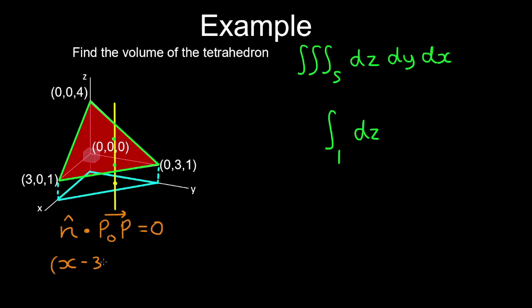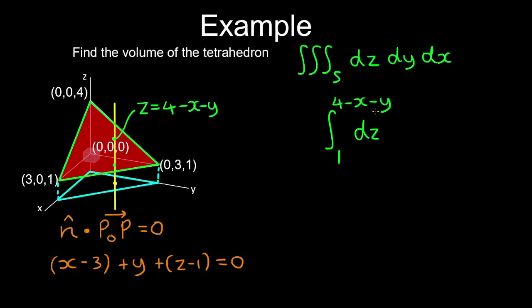So that's x minus 3 plus y minus 0 plus z minus 1 is equal to 0. So if you solve this equation for z, you get the upper limit of integration, which is z is 4 minus x minus y. And next we integrate over y. So if you draw a line parallel to the y-axis, our lower limit of integration is that y is equal to 0, and you can obtain the equation of this line in the xy plane.